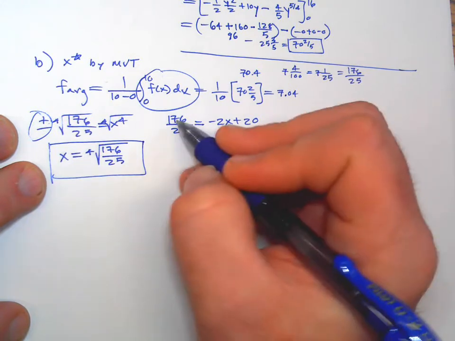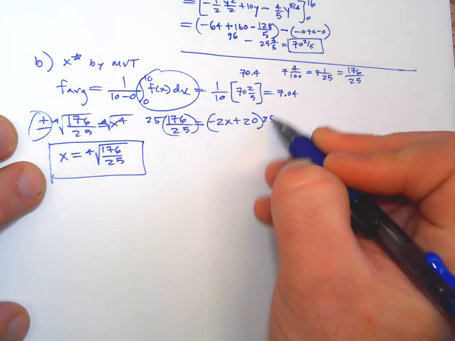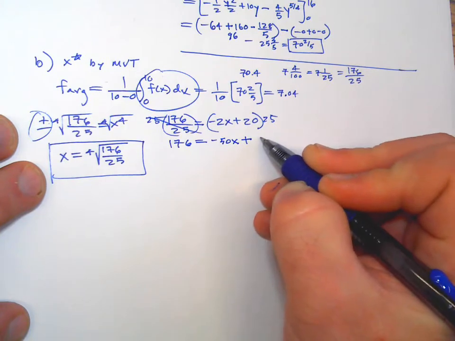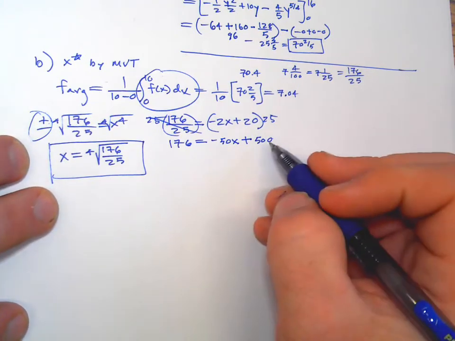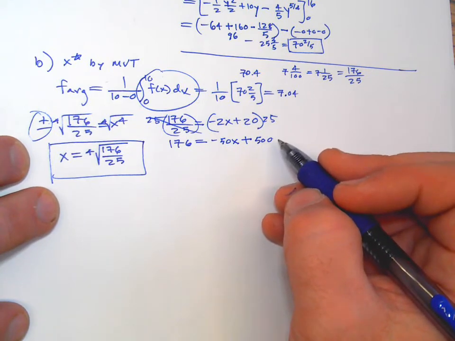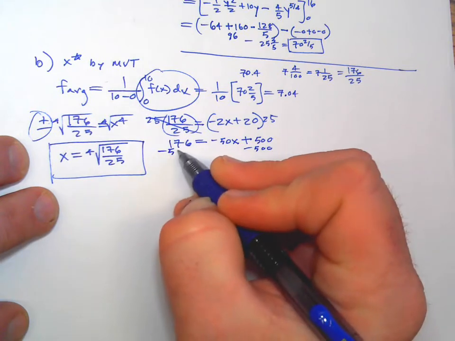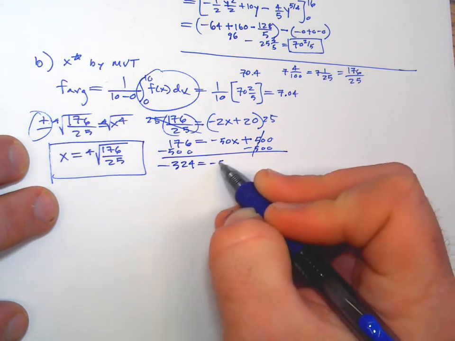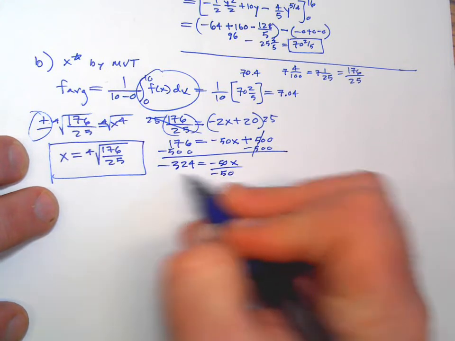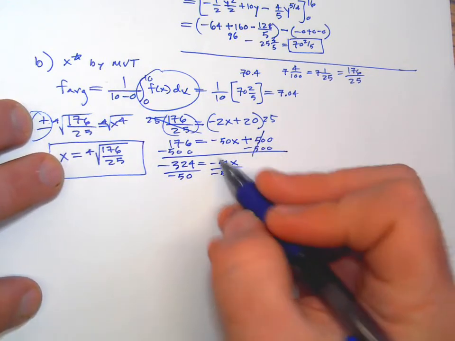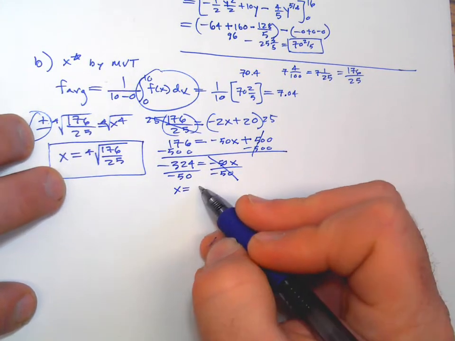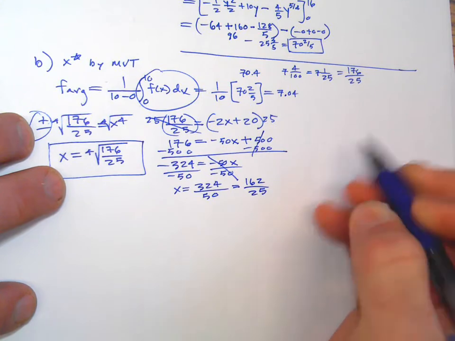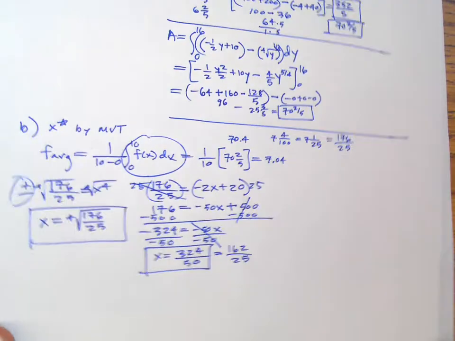Now, this one right here, you can multiply everything by 25. And we get 176 equals negative 50x plus 500. And then keep solving. So that's going to be 324. And this answer should be between 2 and 10 for sure, positive 2 and 10. So if you don't get that, something's wrong. So 324 over 50. I mean, you could simplify 162 over 25. Either way. But that's how you do it. So that was 11. That was definitely a hard problem.